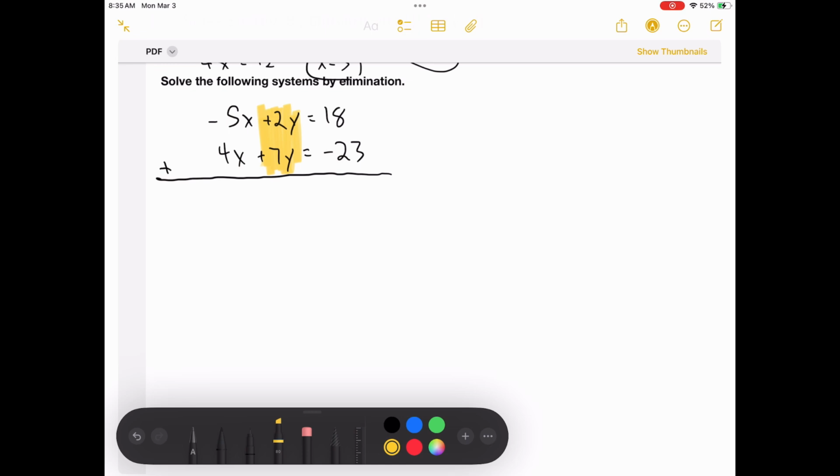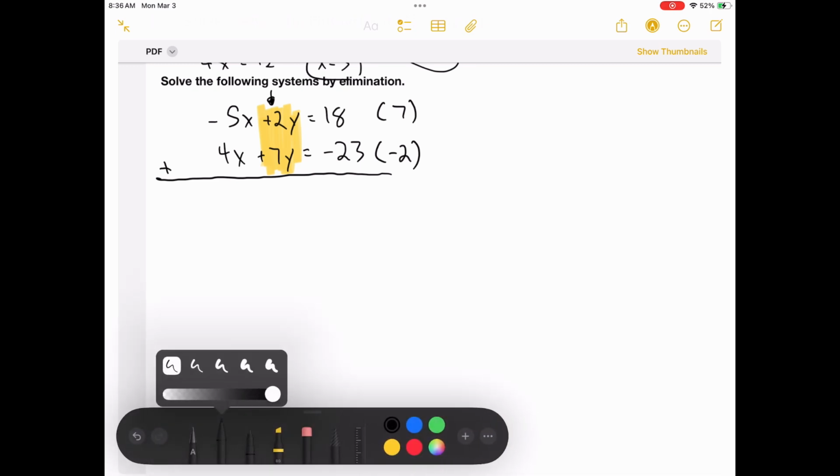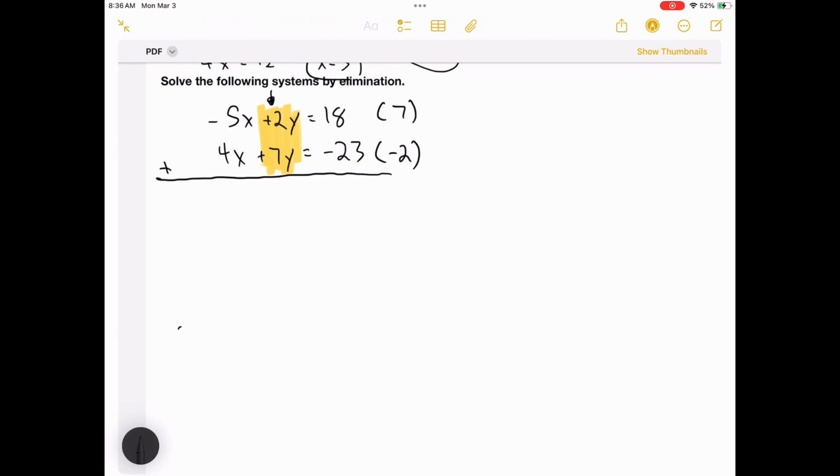So what I'm going to do is I'm going to take the top equation and multiply it by the bottom y. And then this one, I'm going to multiply it by a -2. You're probably asking yourself, why a -2, not just 2? Well, both of these are positive, so I need to actually get the sign to change. So that's why I'm doing it. There you go. Now I'm going to rewrite this whole equation.